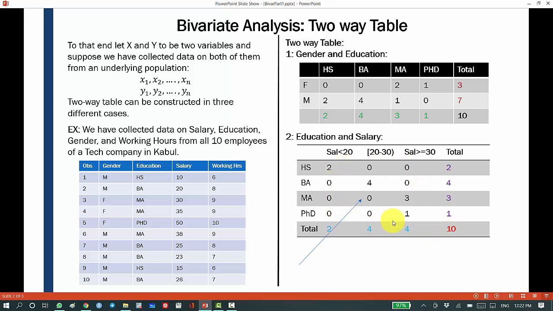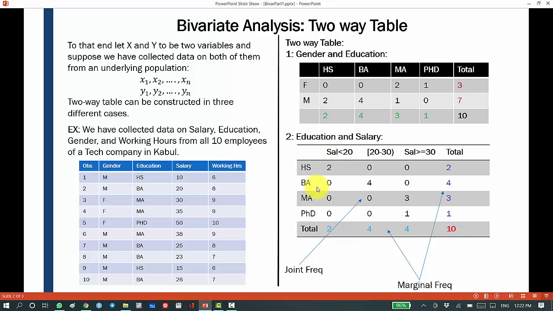These frequencies in the middle are what we refer to as joint frequencies. The frequencies in the last column, which belong to education, and the frequencies in the last row, which belong to the salary category, we refer to as marginal frequencies.